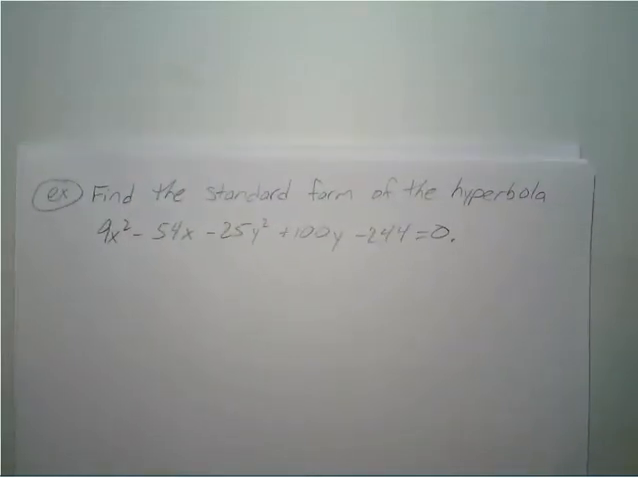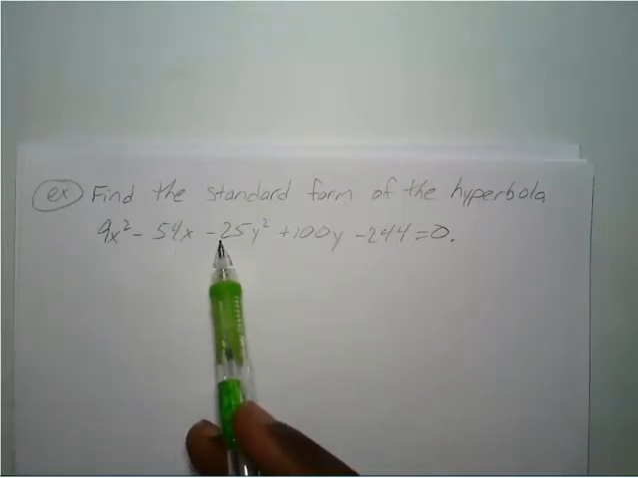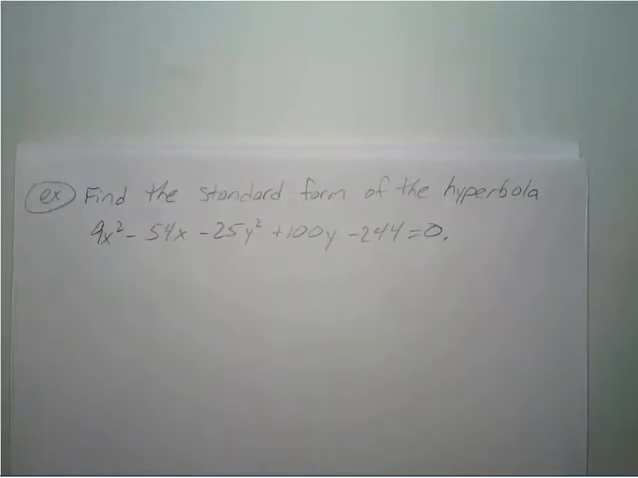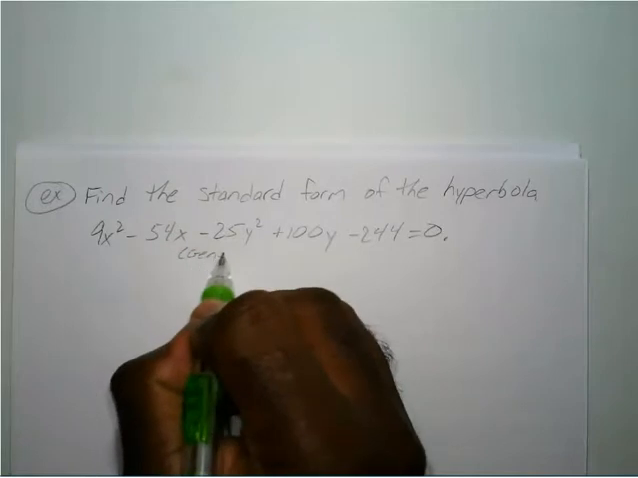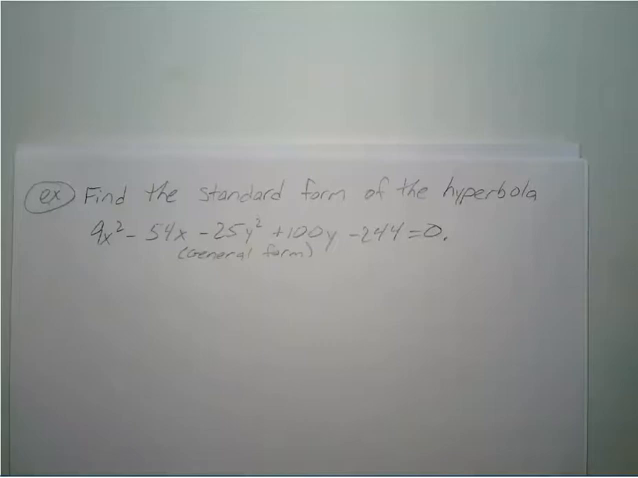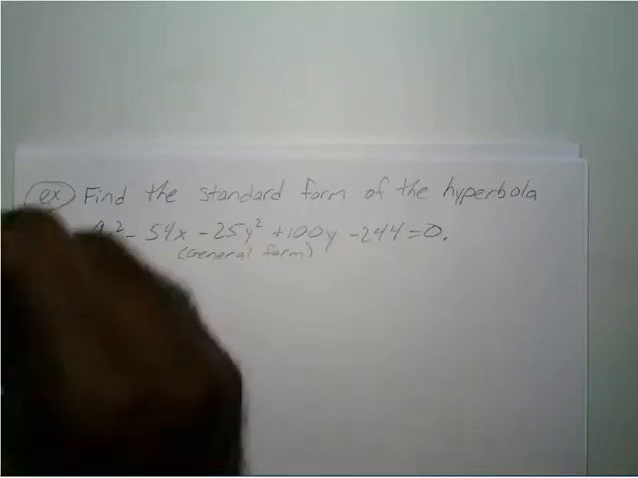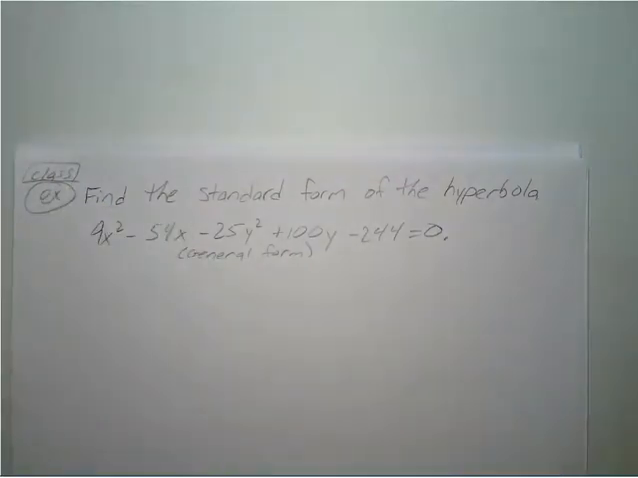This is where we want to find the standard form of the hyperbola 9x squared minus 54x minus 25y squared plus 100y minus 244 equals 0. This is the general form, and you want to convert it to the standard form. Once again, if you think you know how to do it, go ahead and press pause and try to solve this one on your own.